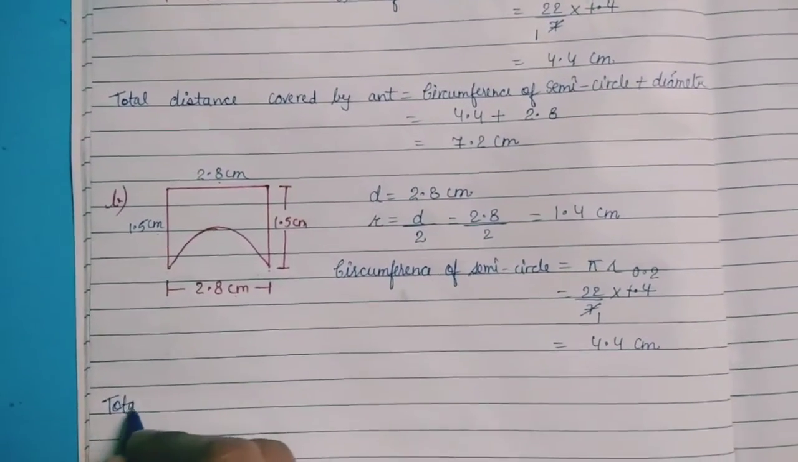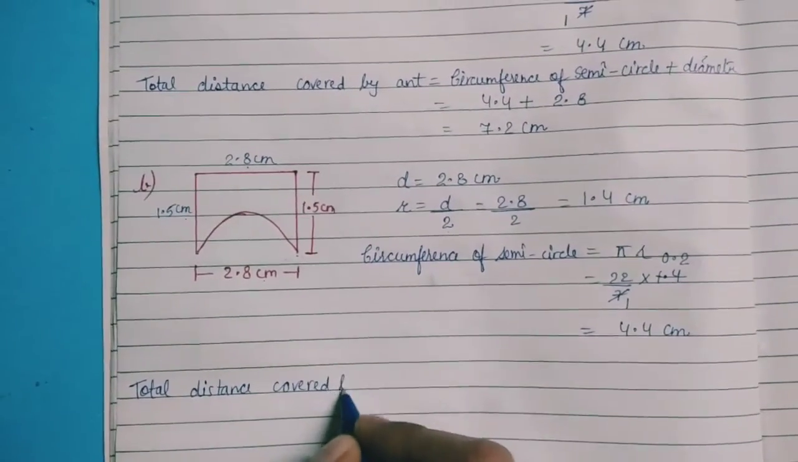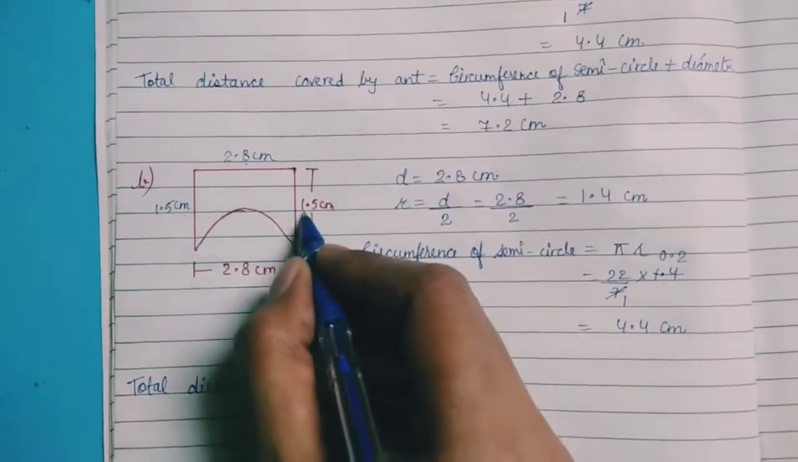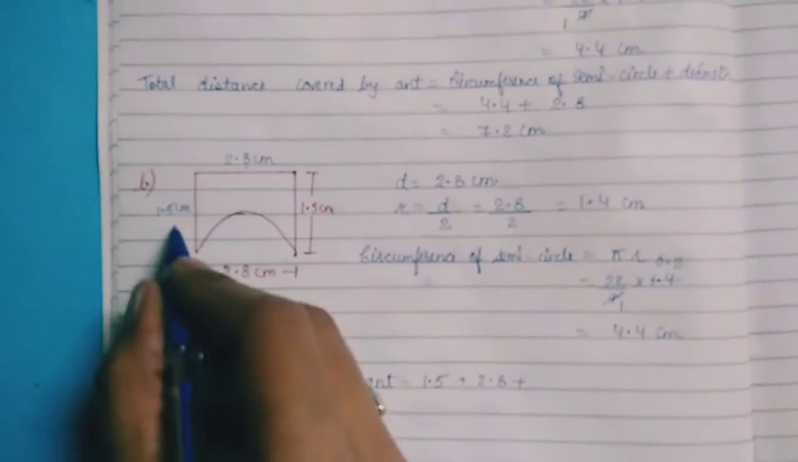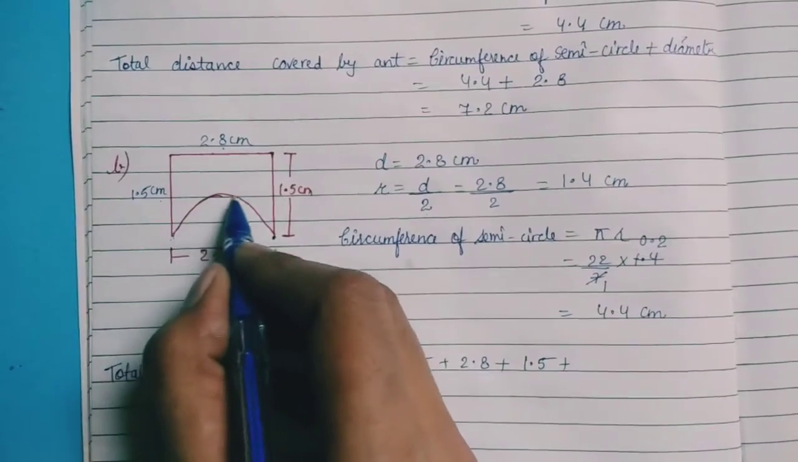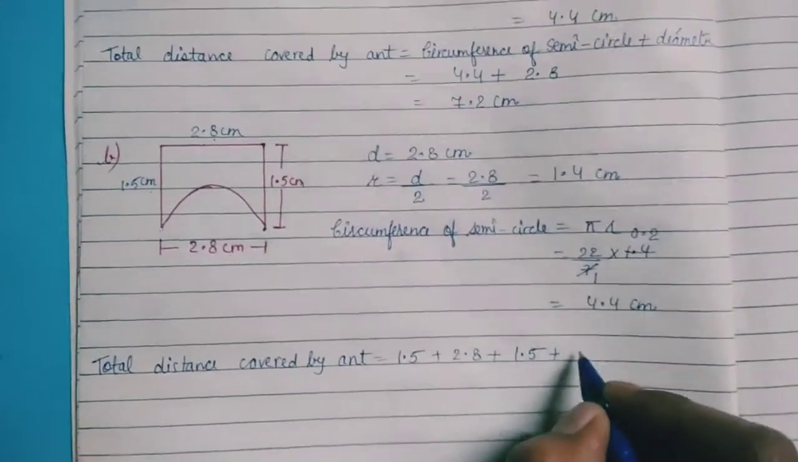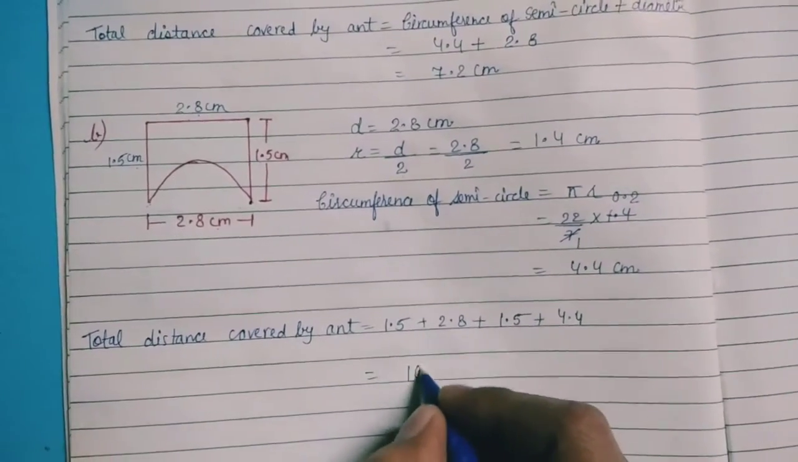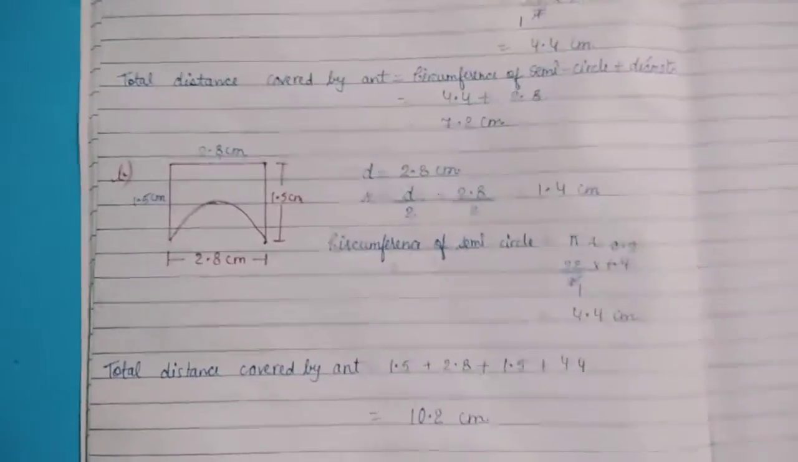So the total distance covered by the ant is, if the ant is starting from here, firstly it will cover 1.5, then 2.8, then 1.5, and lastly the ant will travel this curved surface, and the circumference of the semicircle that we took is 4.4 centimeter, and after adding them we will get 10.2 centimeter.